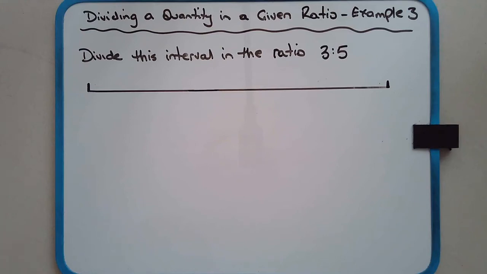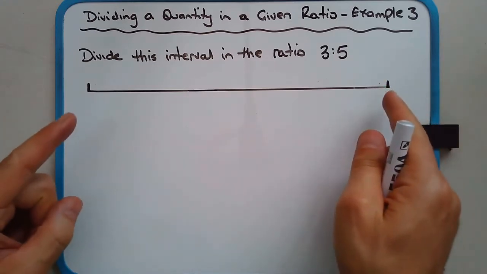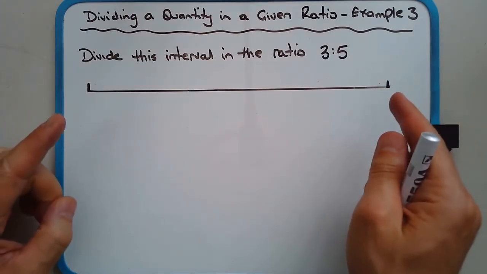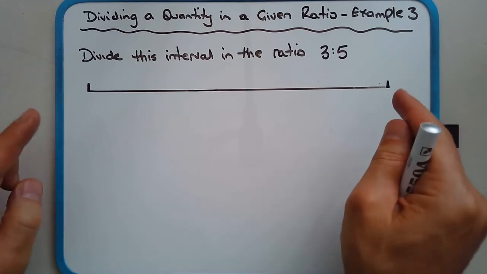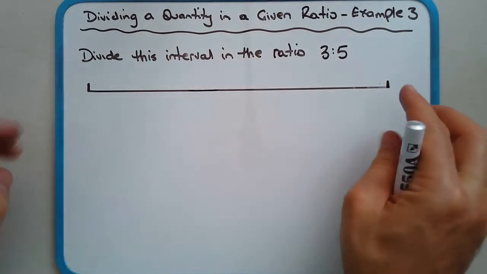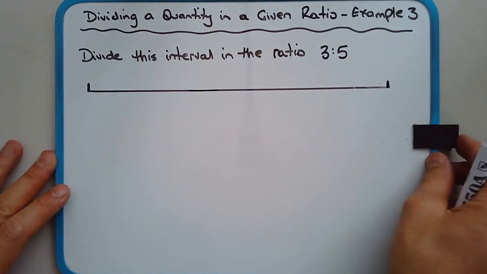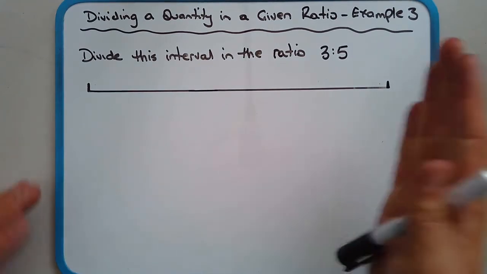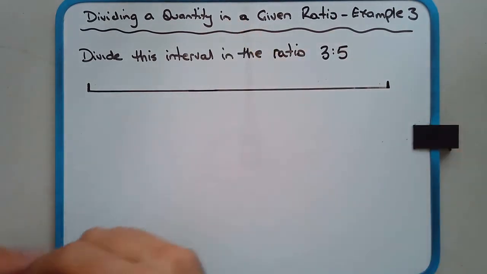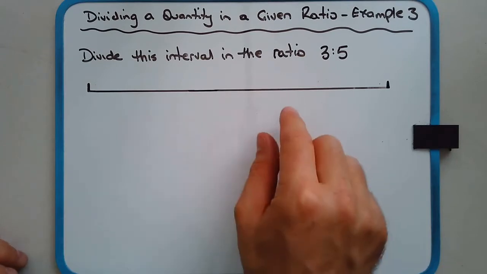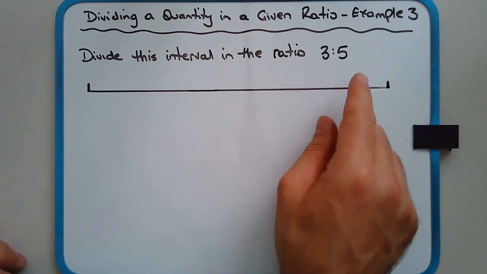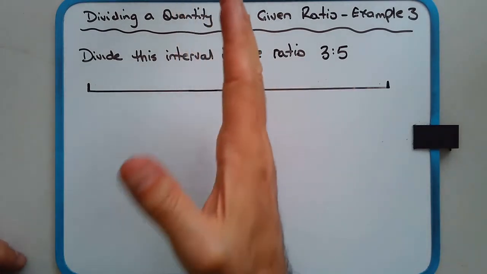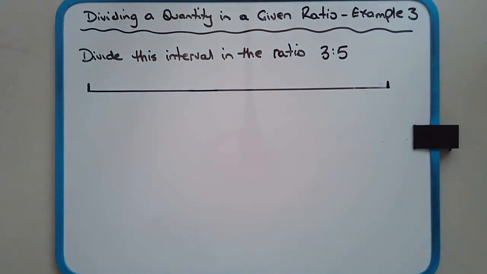Let's look at another interesting example which involves dividing a quantity in a given ratio. This time we're going to divide an interval in the ratio 3 to 5. The quantity here represents the length of this interval, and clearly it's not going to be divided in half. If we were to divide this interval in the ratio 1 to 1, then that's a division right in the center of this interval.